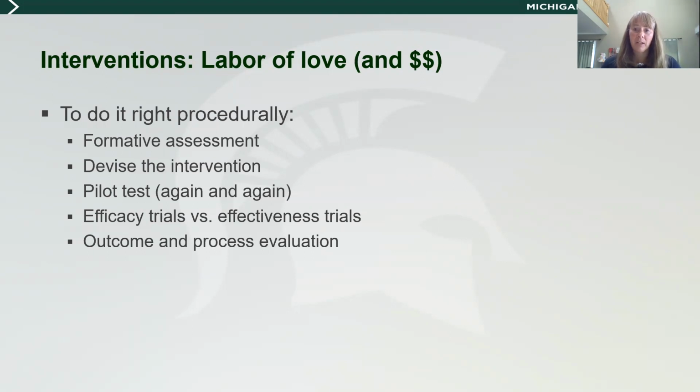In order to do things correctly, you need to dot the I's, cross the T's over and over and over again, from a standpoint of you must create a formative assessment plan. You need to talk to your population, figure out their interests, figure out their needs. You need to devise your intervention. You need to pilot test over and over and over again. And really, you have to attend to the fact that there are efficacy trials, when you try to conduct this work under the best possible circumstances, versus the effectiveness trials, when you then try to move it out and generalize it to other populations.